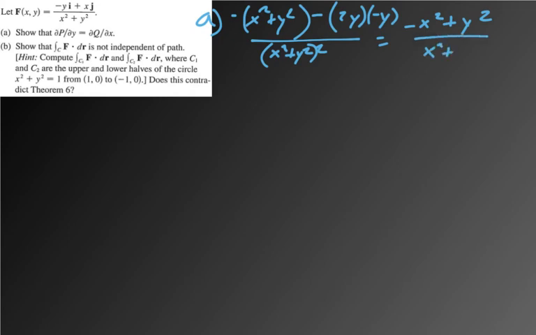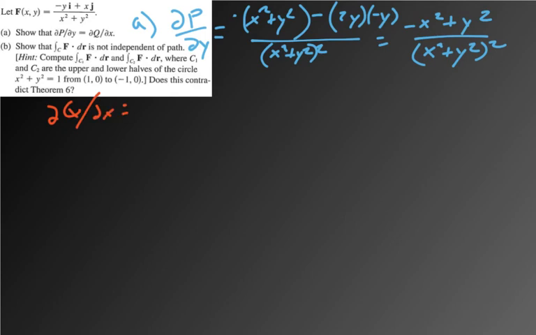Over x squared plus y squared, all squared, right? Just plus 2y squared minus y squared is y squared, and then minus x squared. So let's do it like this: this one equals the partial of p with respect to y. And then the partial of q with respect to x.